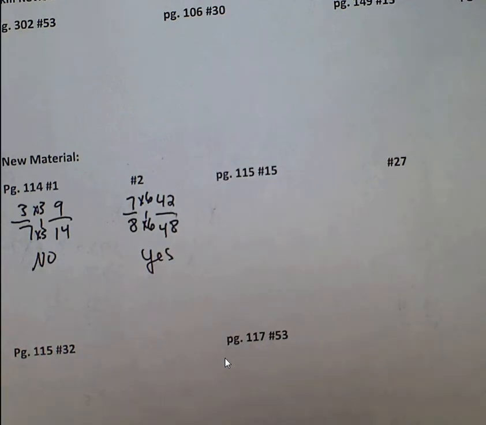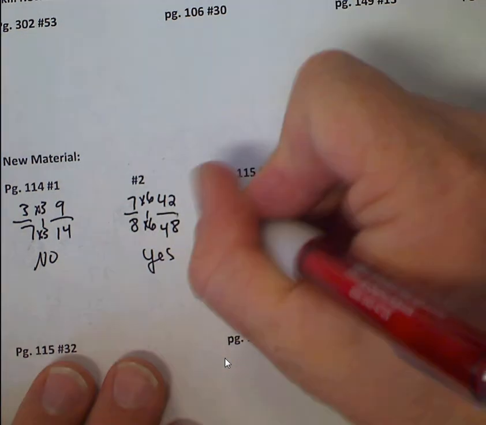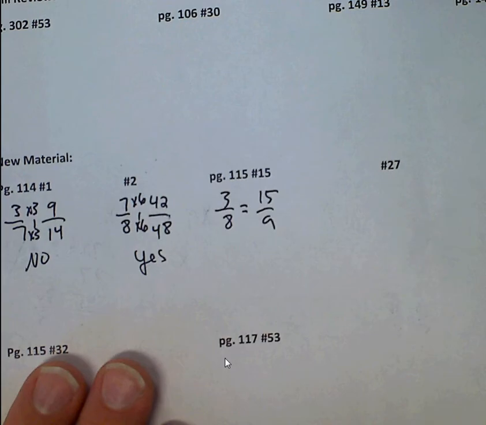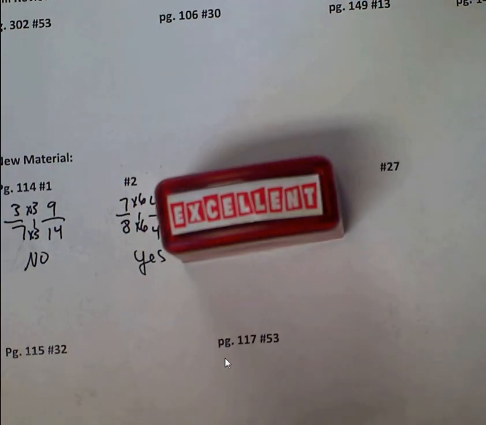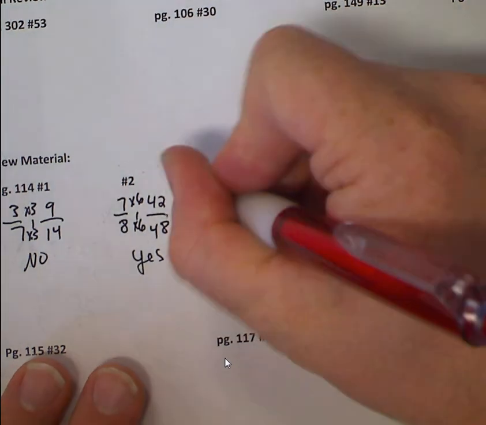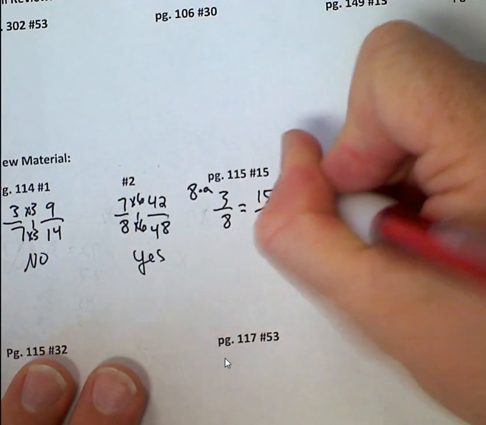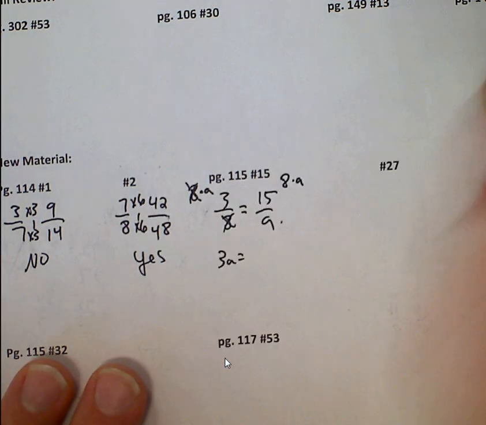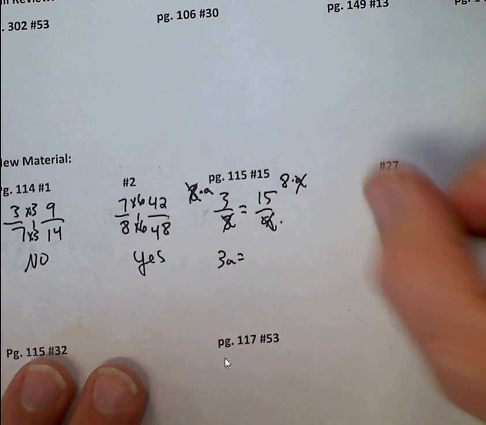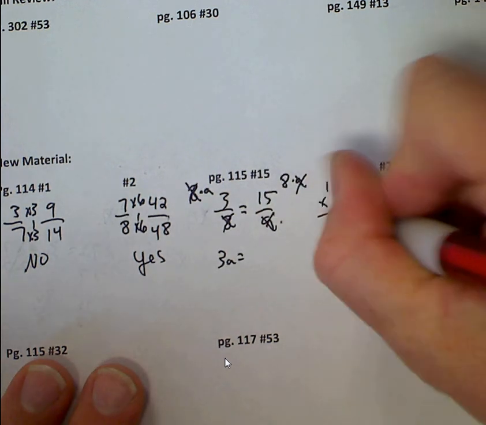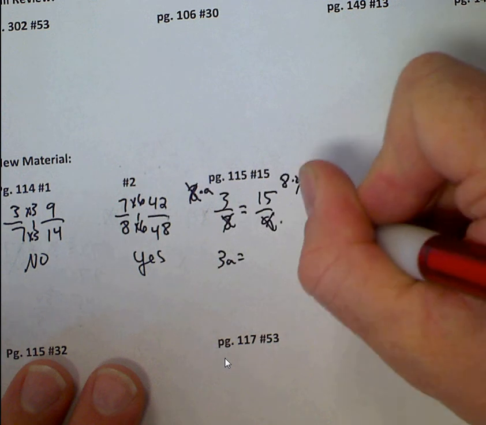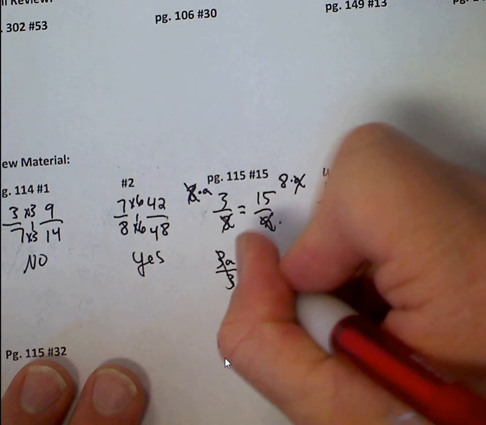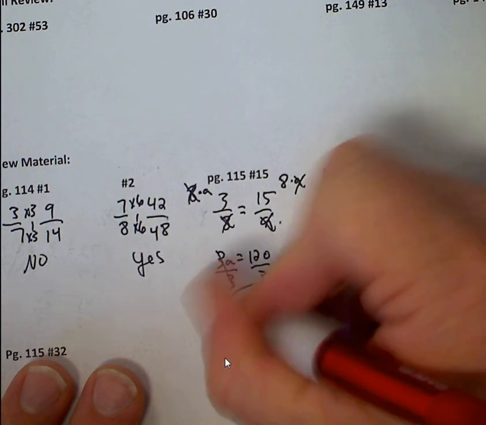Page 115, number 15. I have 3 over 8 equals 15 over A. Go ahead and pause the video and try to solve this proportion. I'm going to multiply both sides by 8 and A. My 8's cancel. So A times 3 is 3A. My A's cancel. 15 times 8, that's 120. So I can divide by 3. Divide by 3. A would be 40.